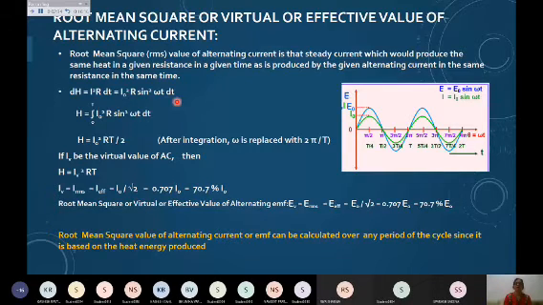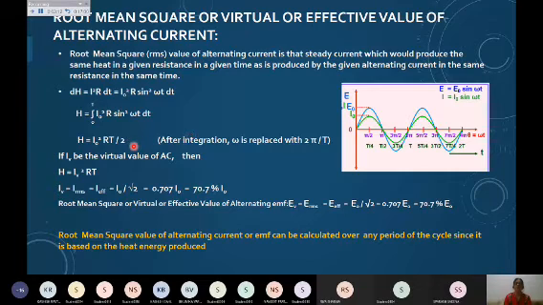For the complete cycle, if I want to find the heat produced, that will be given by taking the integration over the time, that is 0 to capital T. Of course, I naught square is a constant and will be taken out. R is also constant and will be taken out. And you will be finding the integration of sine square omega t dt. Afterwards, you have to put the limit, upper limit minus lower limit. And of course, omega is to be replaced by 2 pi by capital T.